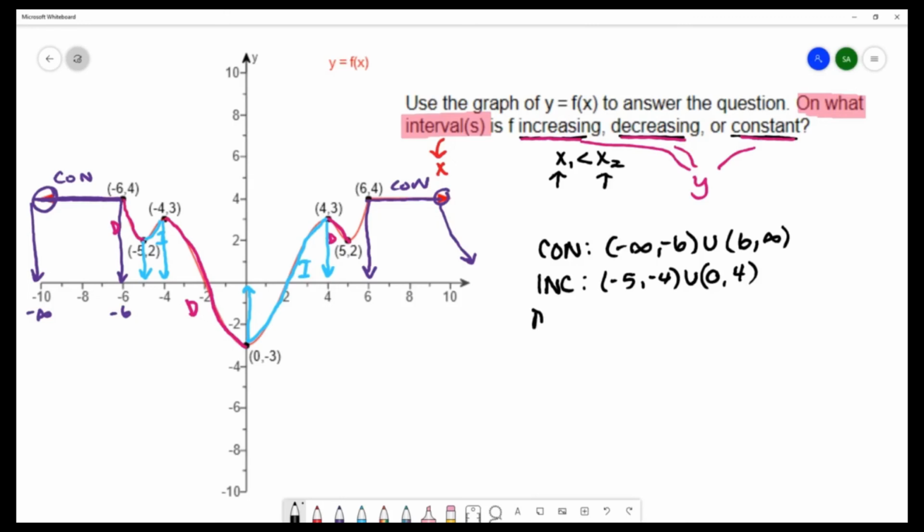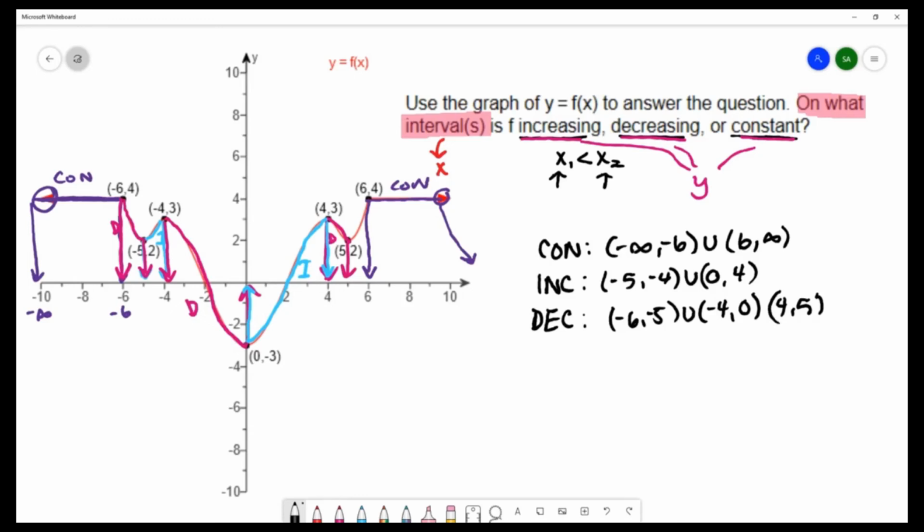And then we have some intervals of decreasing. Those are in this kind of pink color. This interval will start at negative 6 and stop at negative 5. We have another one which starts at negative 4 and stops at 0. And we have another one which starts at 4 and continues on to 5.